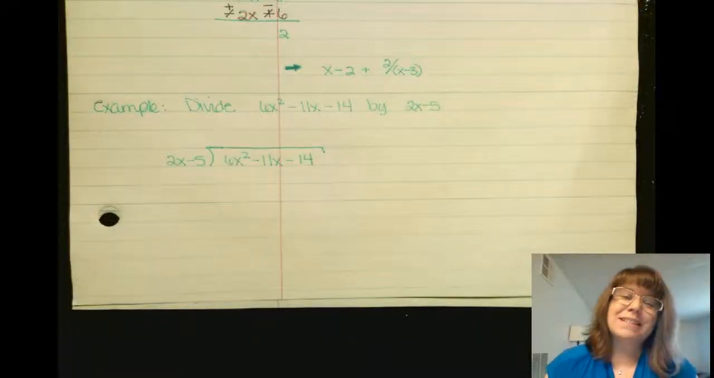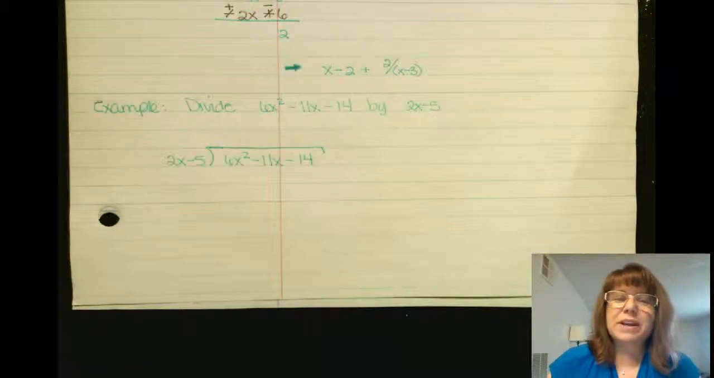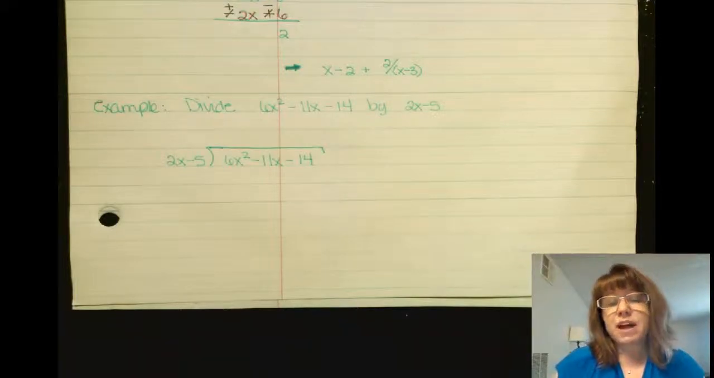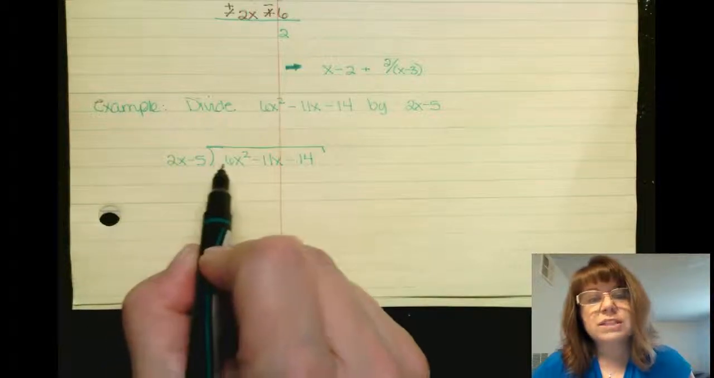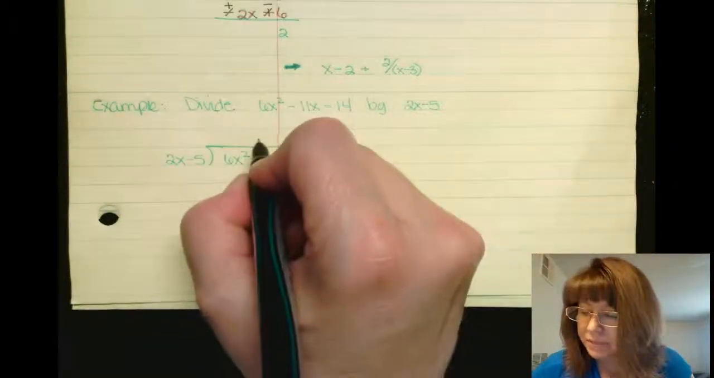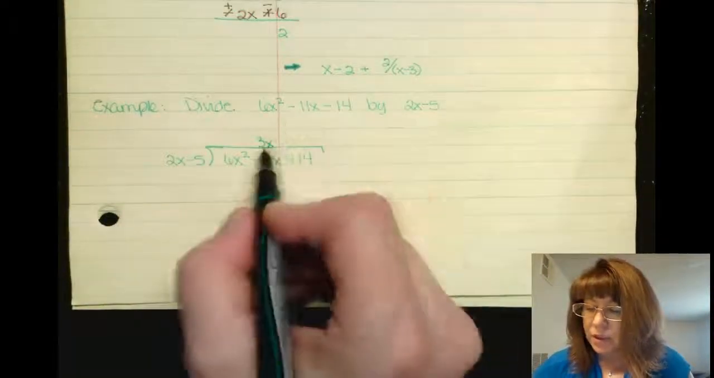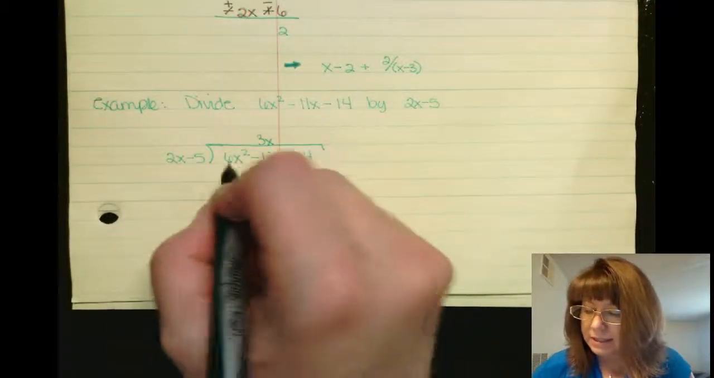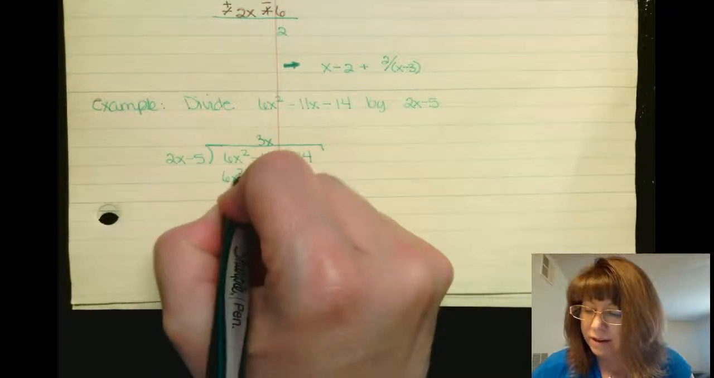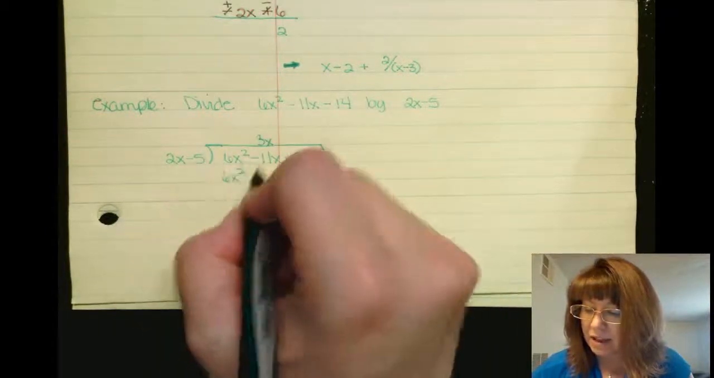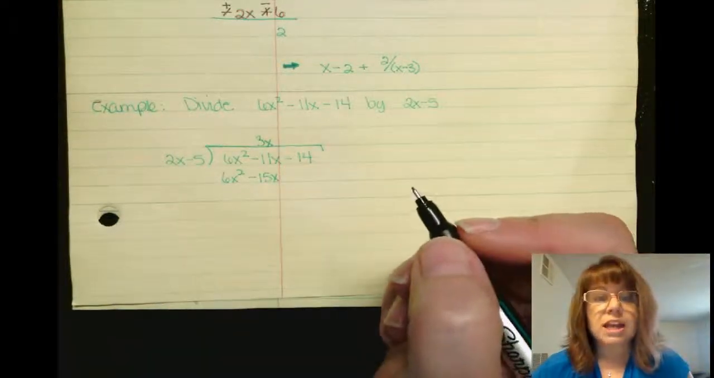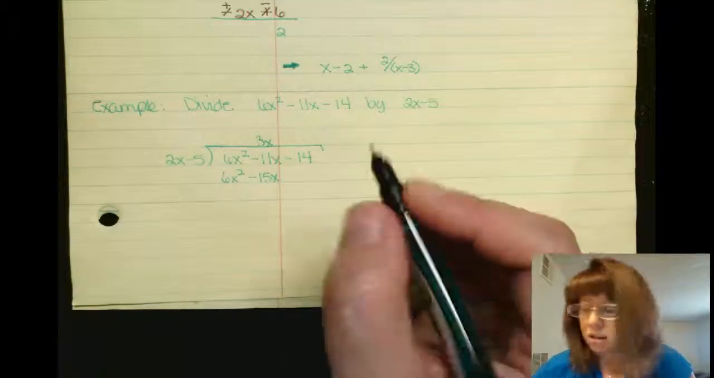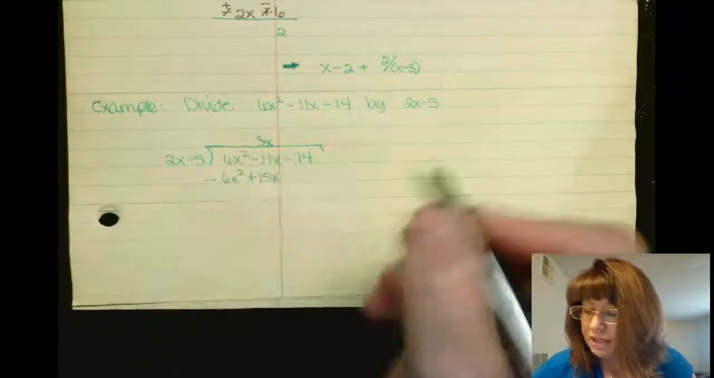Let's work through an example together. Let's divide 6x squared minus 11x minus 14 by 2x minus 5. We're going to look at the 2x. Divide that into 6x squared. That gives us 3x. 3x times 2x is going to give us our 6x squared. 3x times negative 5 is negative 15x. But we're going to change the signs. Remember, we just subtract like we normally do in long division. So change everyone's sign.